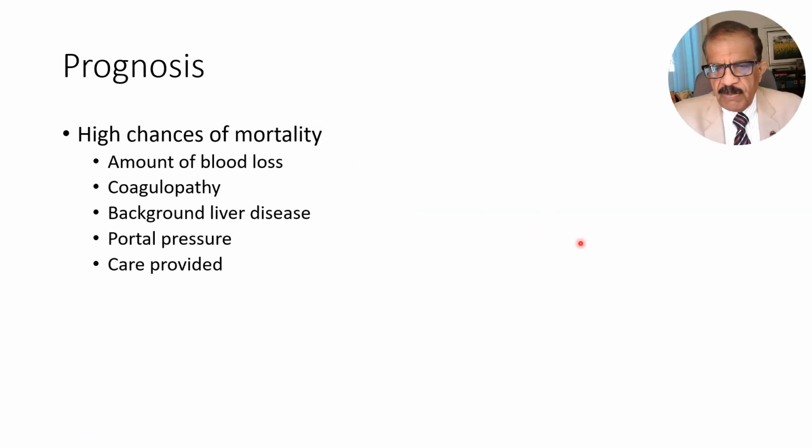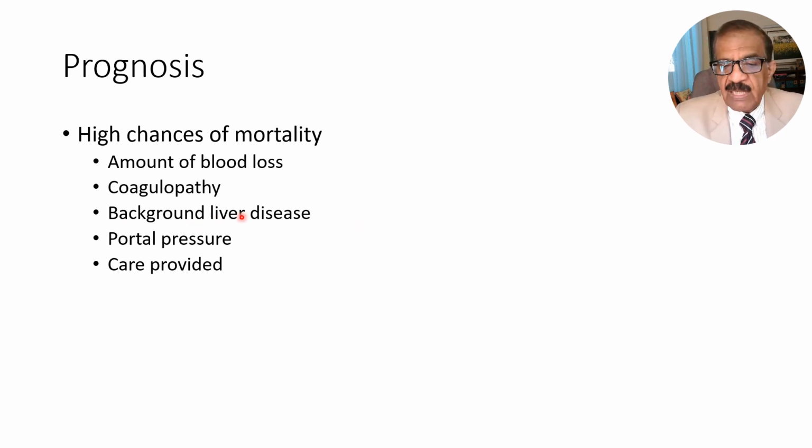The prognosis: this is of course a serious condition. It has high chances of mortality and morbidity. It depends on the amount of blood loss. Of course, more blood loss would mean poor prognosis. Other factors are the presence of coagulopathy and how advanced the liver disease is. Sometimes even small varices can rupture because of an additional factor. They carry a better prognosis.